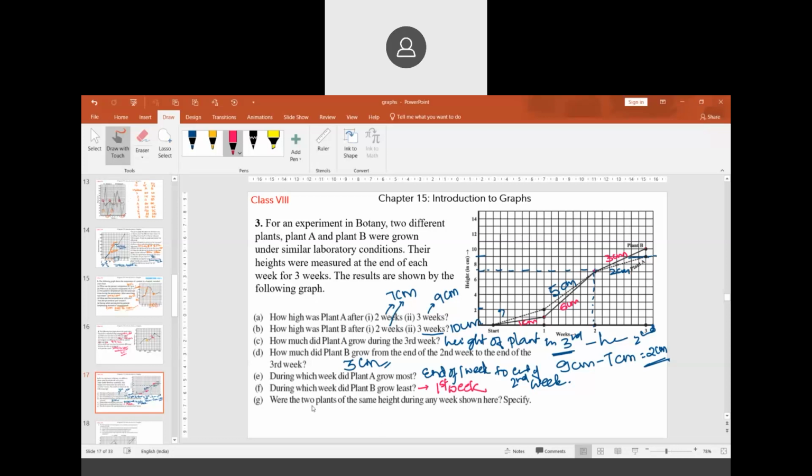Were the two plants of the same height during any week shown here? Yes, sir. Second week. End of the second week. So let's be specific. End of the second week. The both plants' lines meet at the second week. This is the point of intersection of both the lines.